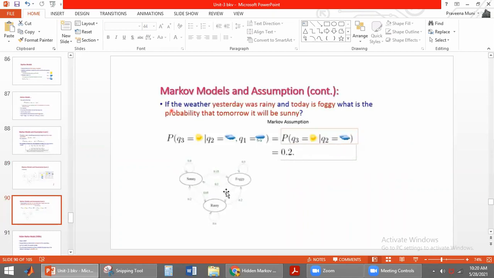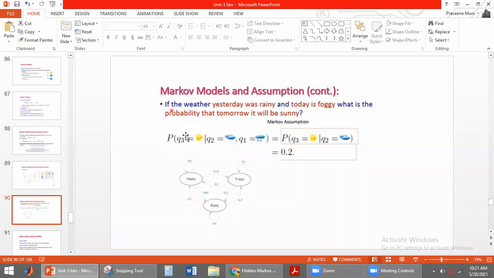Now we want to find the probability that tomorrow's weather is sunny. What is given is that yesterday was rainy and today is foggy. So what is the probability that tomorrow's weather is sunny? We are given three states. This is Q1, Q1 is rainy. Q2 is foggy. Q3 is sunny.